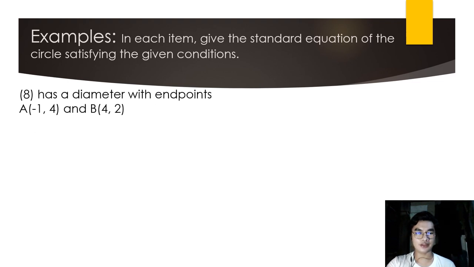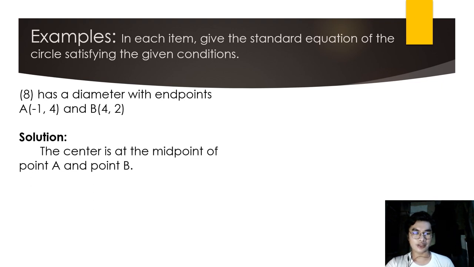Next one: find the standard equation of the circle satisfying the given condition. It has a diameter with endpoint A (-1, 4) and point B (4, 2). For the solution, again, the center is at the midpoint of point A and point B. The distance from point A to point B is the diameter of the circle, and the midpoint of the diameter is the center.